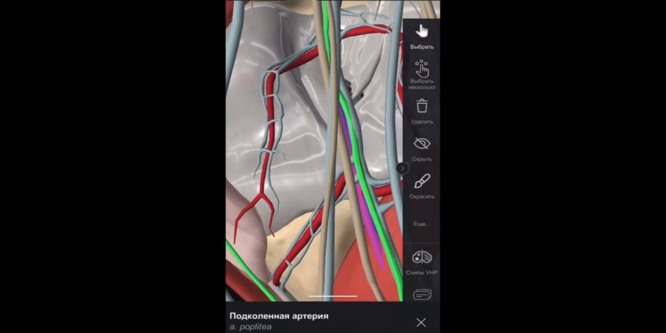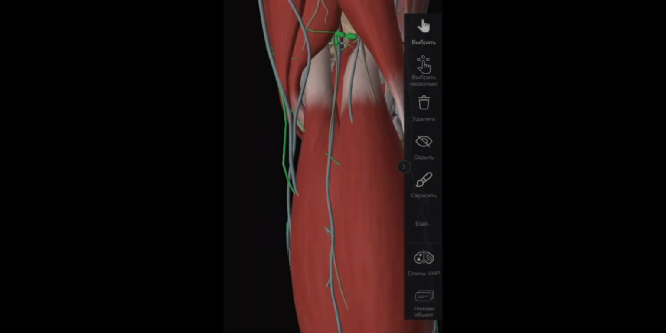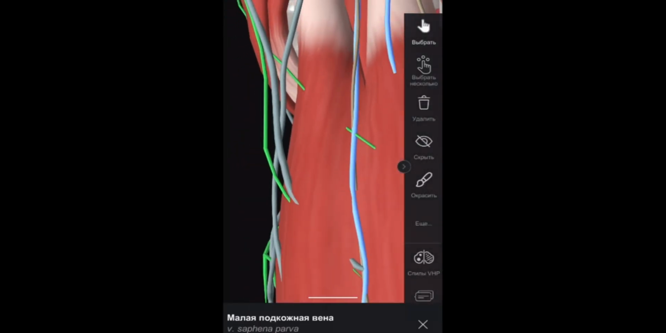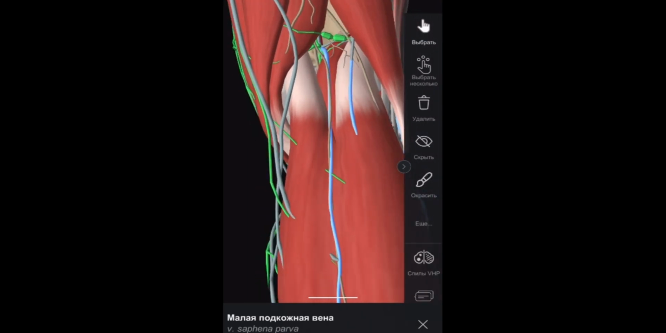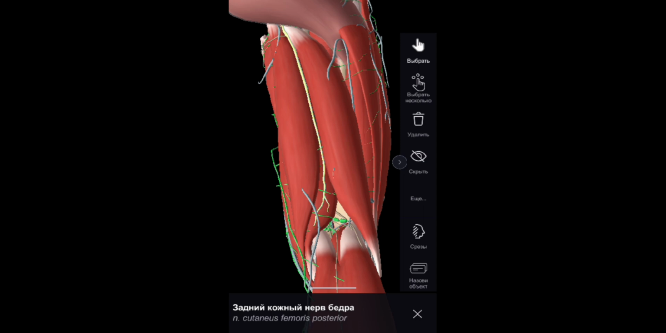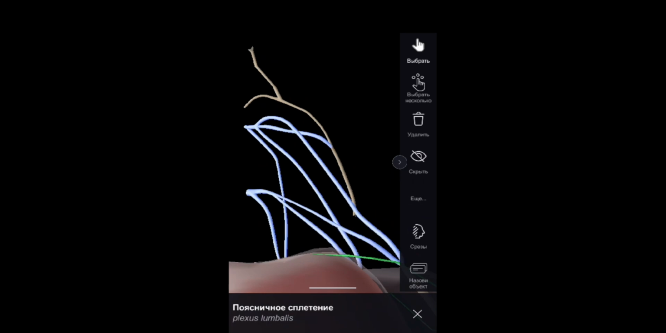In the area of the popliteal fossa, the following branches arise from the popliteal artery: the inferior lateral genicular artery and the inferior medial genicular artery. The small saphenous vein is located in the lower part of the region, in the split of its own fascia between the heads of the gastrocnemius muscle, and at the beginning of the gastrocnemius muscle the small saphenous vein flows into the popliteal vein. In the subcutaneous fat, the branches of the posterior cutaneous femoral nerve start from the sacral plexus.